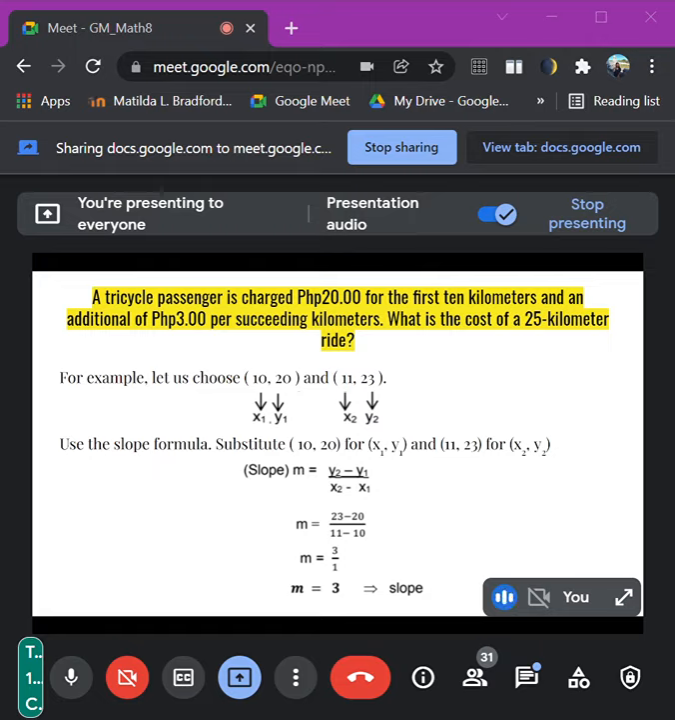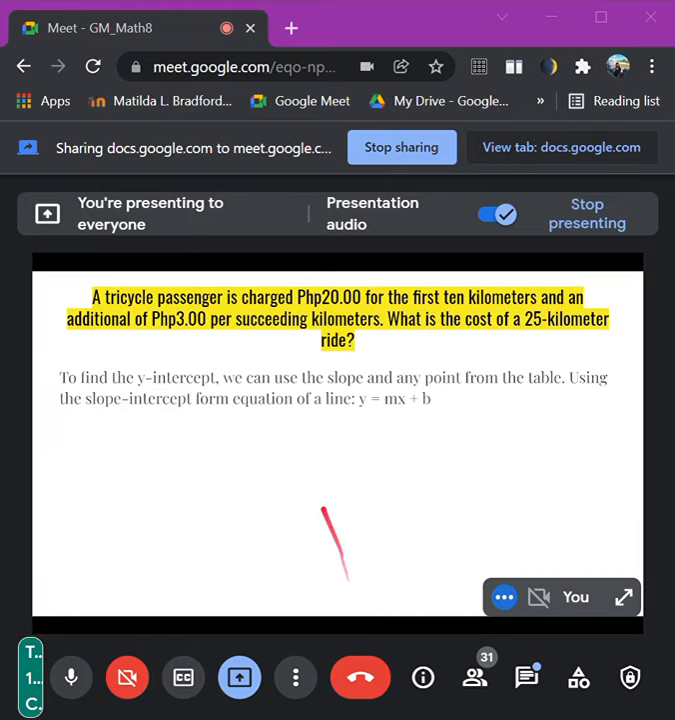So, if we have 2 points, class, we can use the 2-point form. You can use the 2-point form, but in the given problem, I used the slope formula first. Okay? After getting the slope, class, I changed it and made the slope-intercept form.